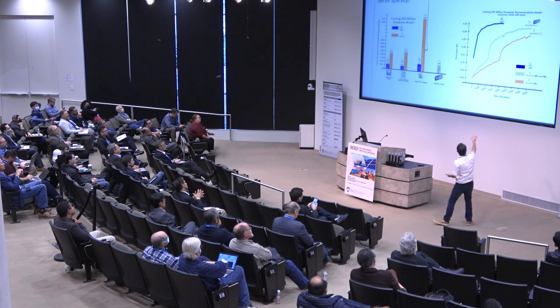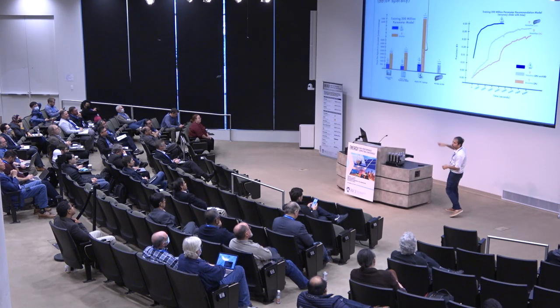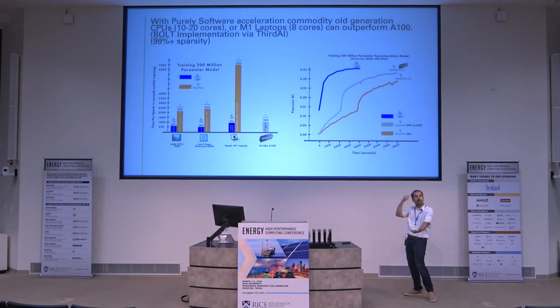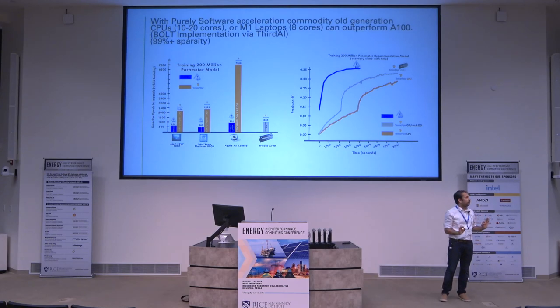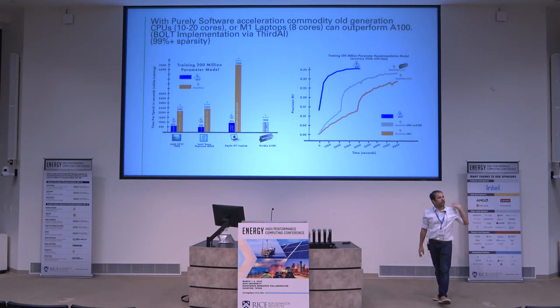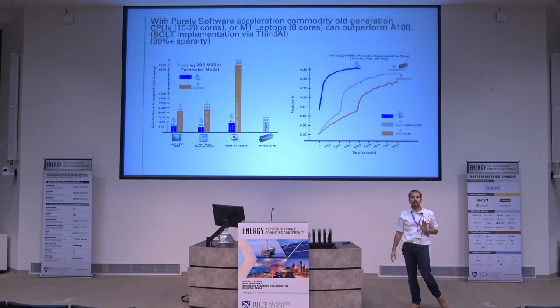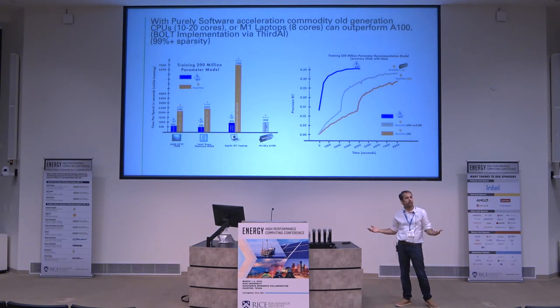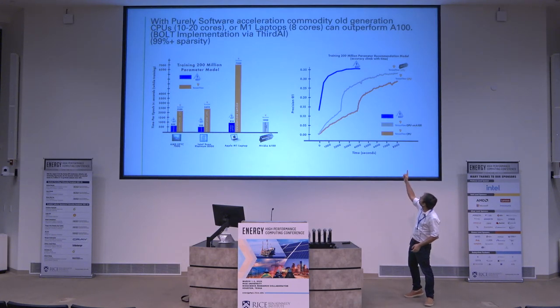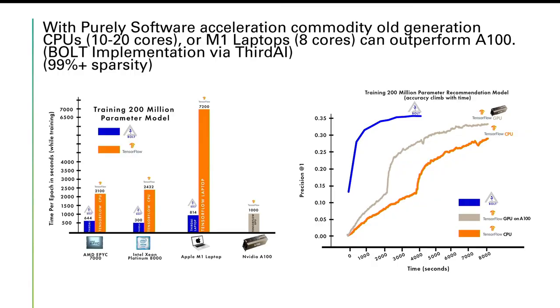Now on the left you're looking at time per epoch, as in time to process one full dataset. On the right you're looking at wall clock time, something that people care about. I want to reach a particular accuracy, how much time will it take me? And that automatically translates into AWS cost. The blue line is on a CPU, an Intel Xeon. The gray line is the A100 GPU, and the orange line is the same CPU as the blue line. And we are just talking about one metric, time to reach a particular accuracy.